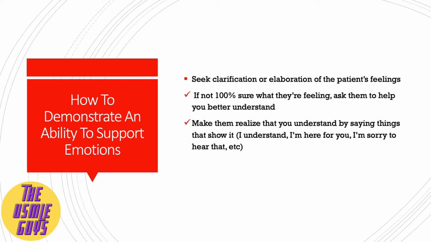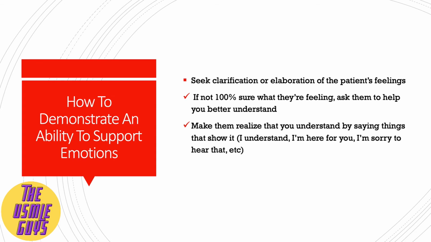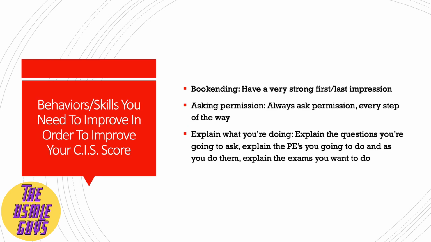There's nothing wrong with that. You also want to make them realize that when they're talking, you understand what they're saying. And you can do this by saying things like, I understand. I'm here for you. I'm so sorry to hear that. Okay? These are really important keys to make sure that you're demonstrating the ability to support emotions.